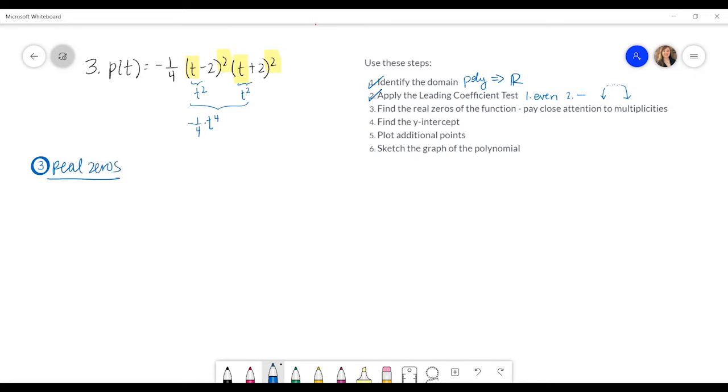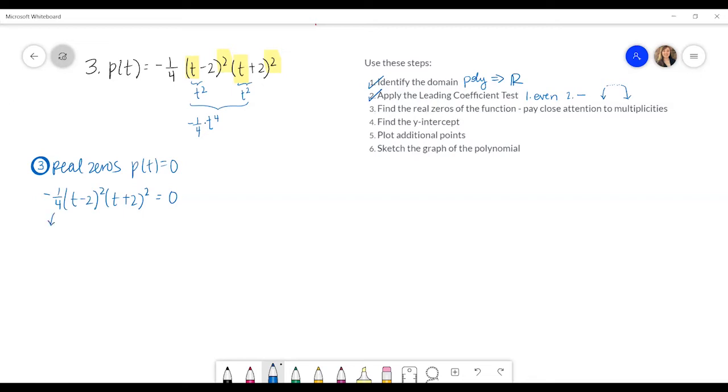So let's look at our real zeros, right? Which again means we're going to be looking at what happens when we set p of t equal to 0. So pay attention to the variable change. T just replaced x. Remember, we call that the independent variable. It stands on its own. So I've got negative 1/4 times t minus 2 squared and t plus 2 squared. This is actually a really great one because it's already set equal to 0. We don't have to do anything. And it's already factored, right?